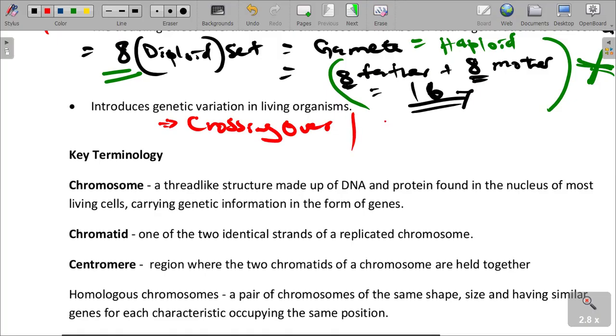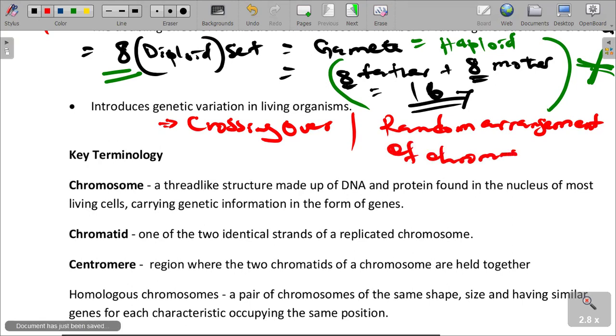It also allows random assortment, the random arrangement of chromosomes, which is also facilitated because of meiosis. These two processes are very important in regards to genetic variation.